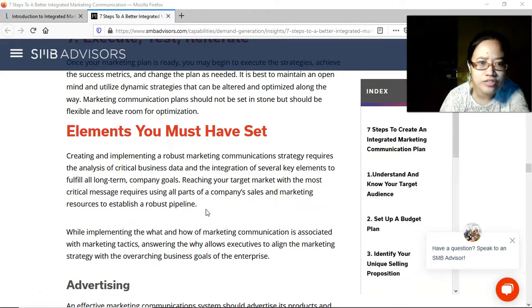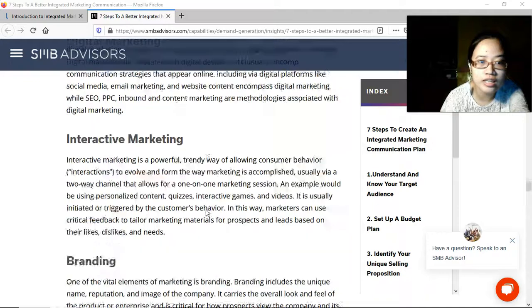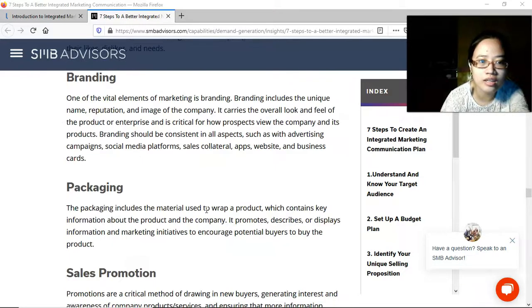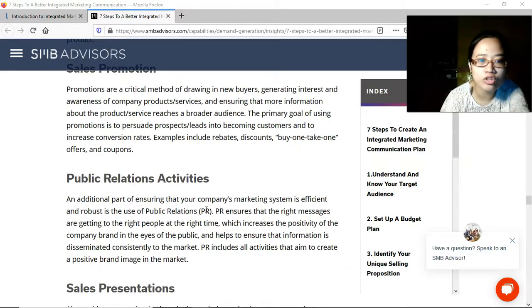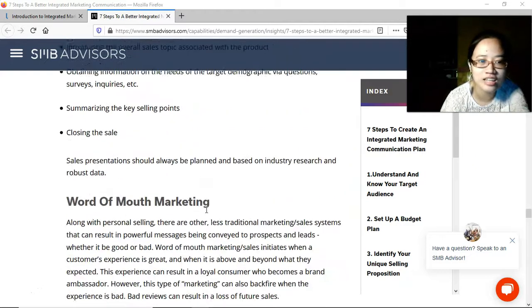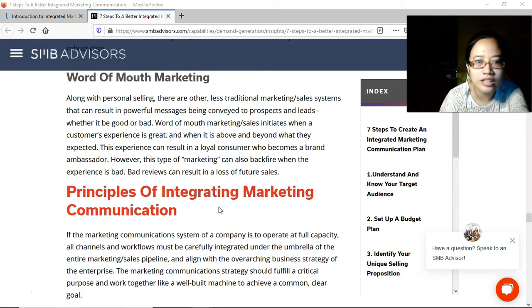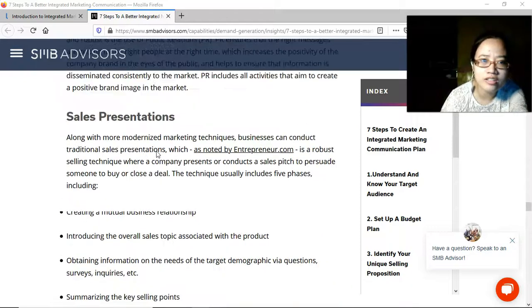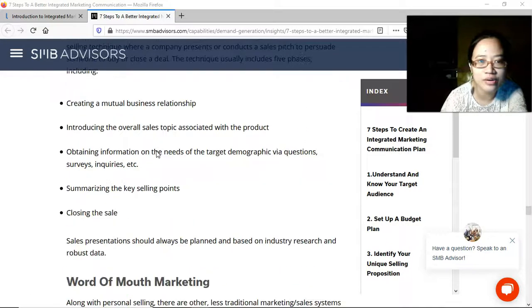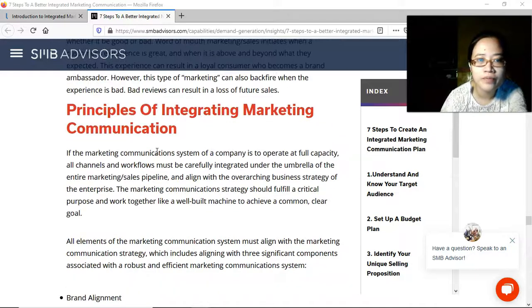Elements you must have set. So we have advertising, direct marketing, digital marketing, interactive marketing, branding, packaging, sales promotion, and then public relations activities, sales presentations. Okay. These are what you need to consider, different types of marketing. Then you have your word of mouth marketing. You can read each one of these. I'll just read an article. Although some of these we've already discussed in previous videos.